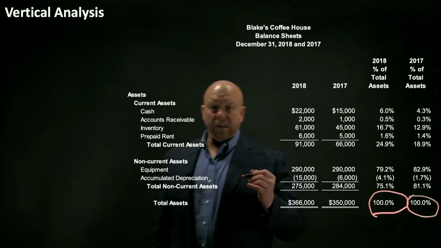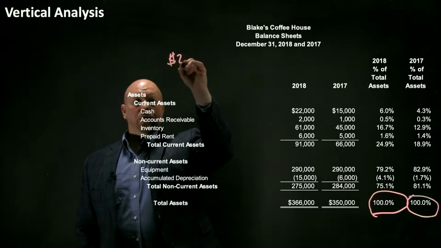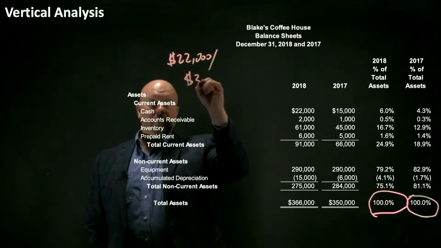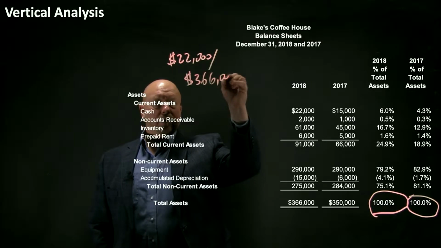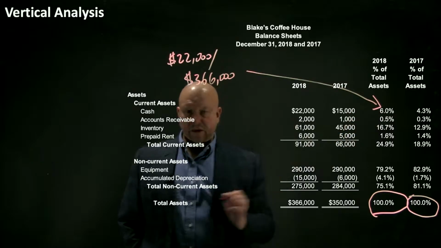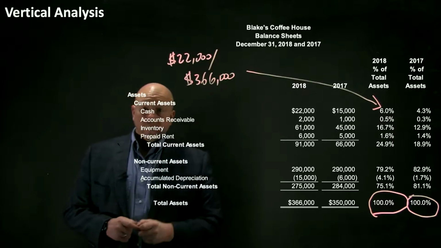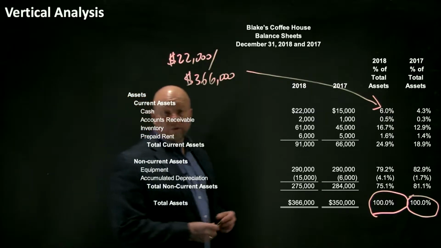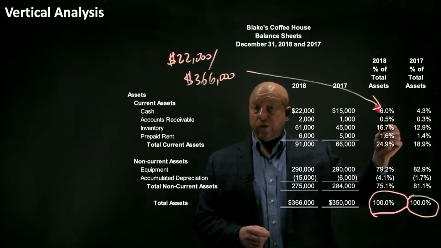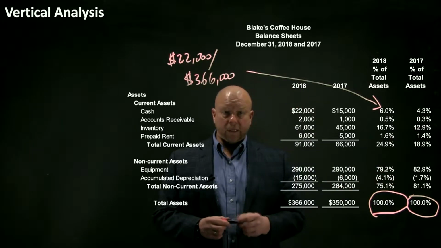And just to illustrate the cash percentage here, you have $22,000 of cash at the end of 2018. Total assets at the end of 2018 are $366,000. And that's where you're getting this 6% value right here. The other percentages are calculated similarly. So this can be a good way to look at the composition of your balance sheet, to know that cash is a greater proportion of your assets at the end of 18 versus 17. That's helpful in analyzing the liquidity.